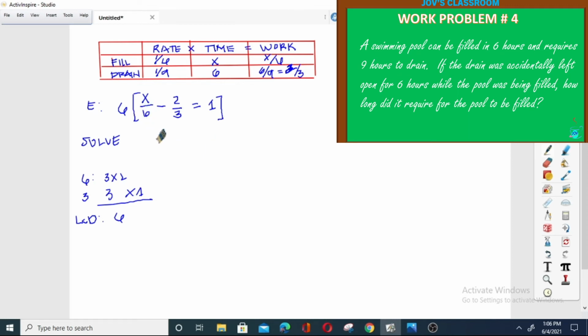6 divided by 6 cancels. So it will remain x minus 6 divided by 3 is 2. 2 times 2 is 4, so minus 4 is equal to 6. 6 times 1 is 6. So therefore, x is equal to 6, transposed to the right becomes positive 4, so x is equal to 10. 10 hours is required to fill the pool.